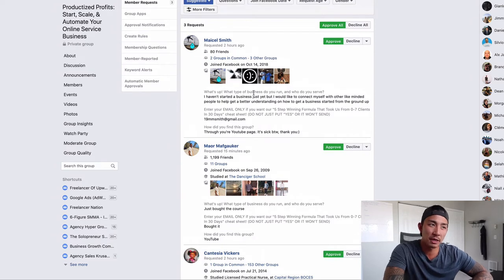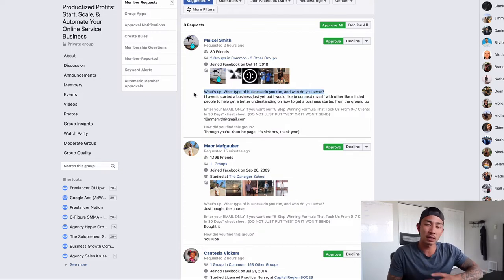The first one is a segmentation or qualification question. So it asks, what type of business do you run, and who do you serve? And this helps me get a feel of the person, their background, if they have any business experience. They'll say, oh, I already run a successful agency, or I run a successful consultancy, whatever they run, and they'll talk about the niche that they work with, okay? So this is a segmentation qualification question to help me know who exactly is joining the group.